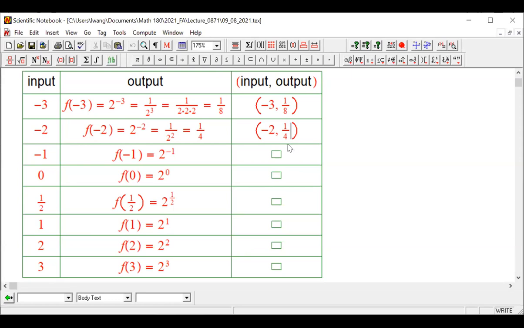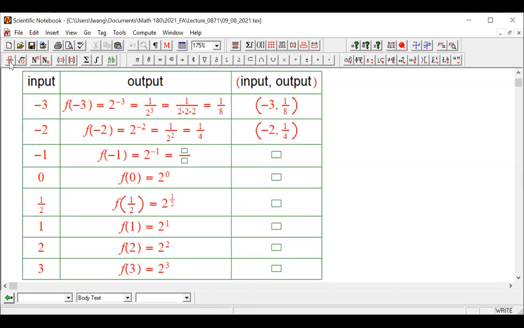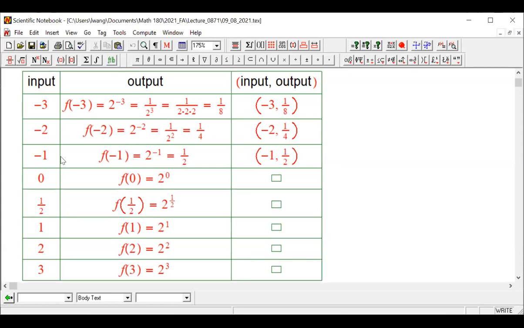But these are just anecdotes, right? We cannot draw a general conclusion based on these two anecdotes. So we need to continue to observe. And 2 to the power -1, we know that's half. So for input of -1, the output is what? It is half.